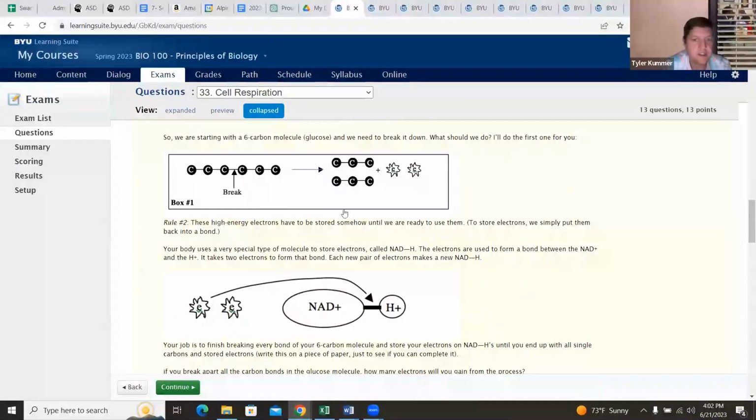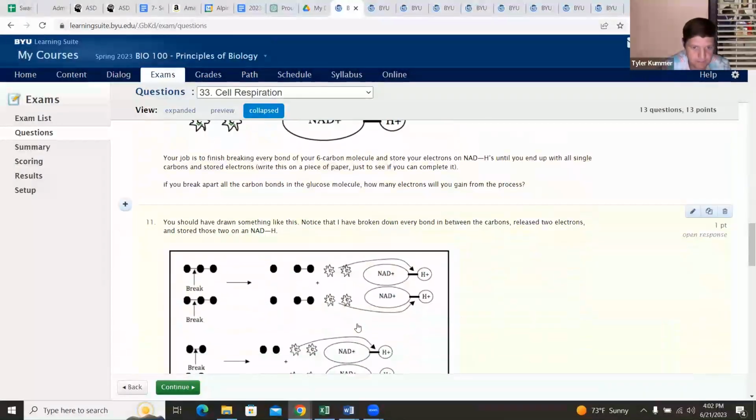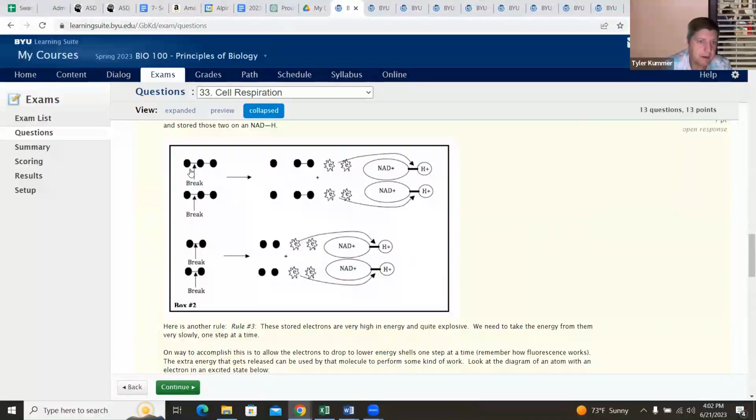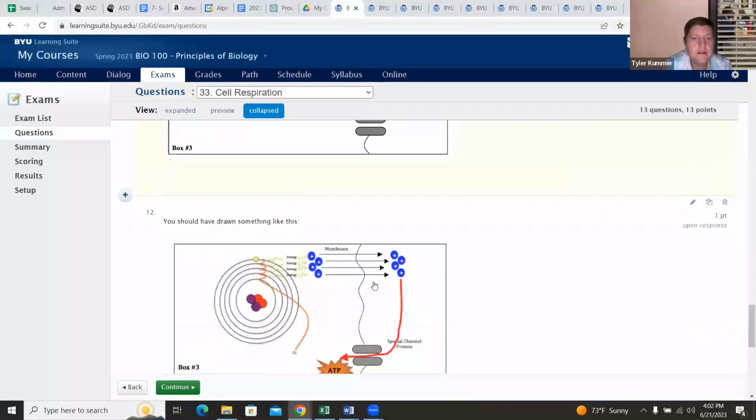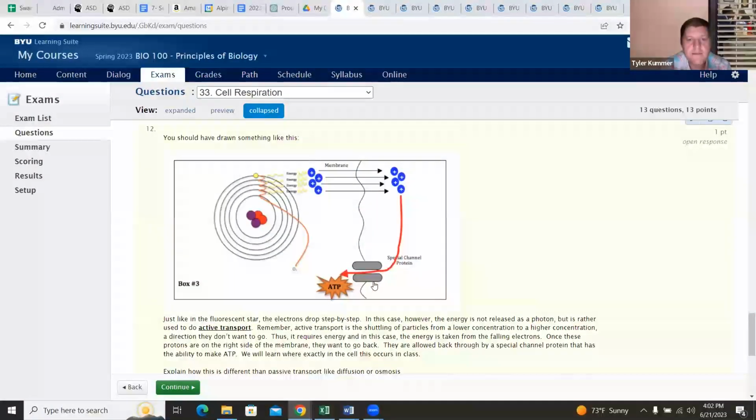We take those high energy electrons and put them into a molecule called NADH. Every time we break subsequent bonds in our sugar molecule and reform new bonds, we get more high energy electrons. That's the idea behind this process.